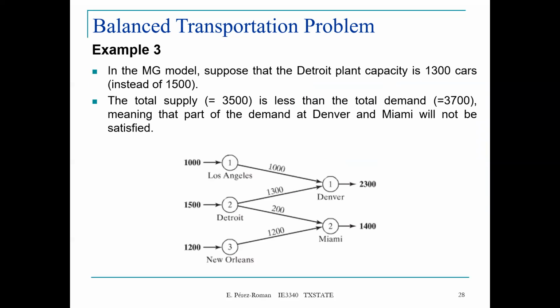So in the MG model that we discussed in the previous video, suppose that the Detroit plant capacity is 1,300 cars instead of 1,500. The total supply equals 3,500, which is less than the total demand, which is 3,700. Meaning that part of the demand at Denver and Miami will not be satisfied because you don't have enough. Your customers are requesting 200 additional units than the ones you have in your warehouses available to supply.